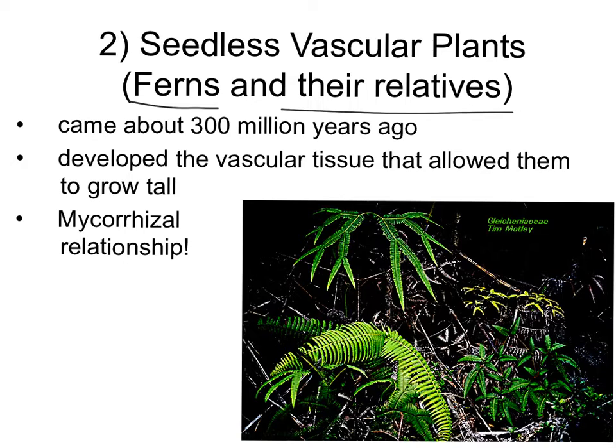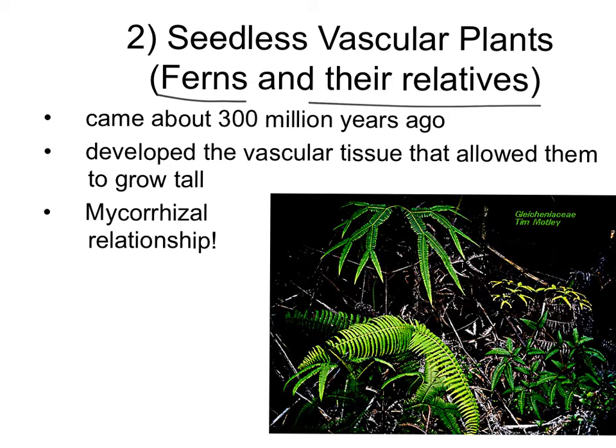And so for a period of time, these plants were very successful. They dominated the Carboniferous period, these large ferns and their relatives. And these plants came about 300 million years ago. And the other thing I wanted to point out is these plants also were able to develop those mycorrhizal relationships with the fungi. And so not only were they thriving in terms of this new vascular structure, but they were also developing symbiotic relationships with other organisms. Now, these early or primitive vascular plants are still seedless, which means there are still limitations to what these ferns can accomplish.